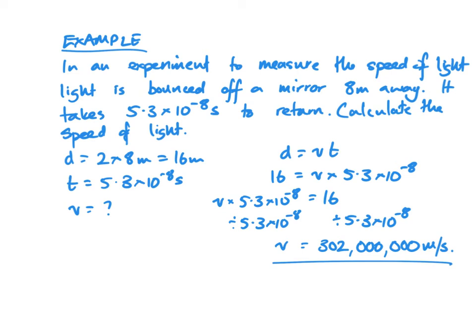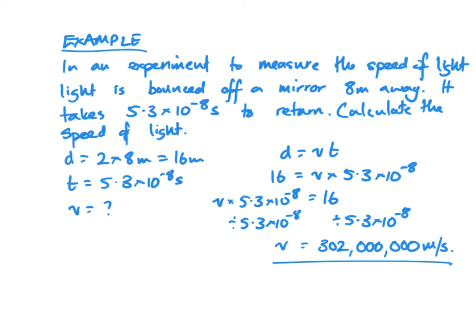And so talking through that, the first thing I did was write down the distance, but remember the light has got to travel to the mirror and return. So that's why in this example I have to do 2 times 8 meters. I have to double that distance to the mirror to get 16 meters. The time is given there, 5.3 times 10 to the minus 8. And I'm being asked the speed of light.